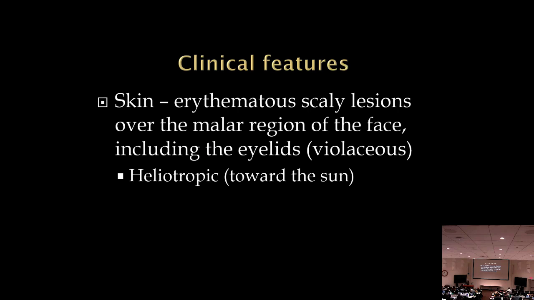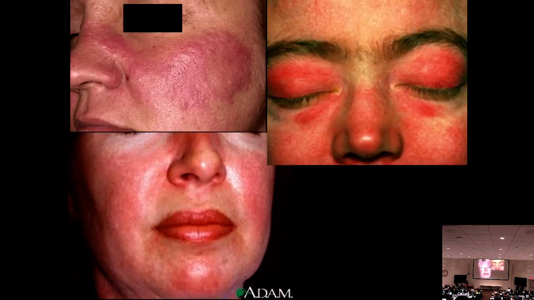So dermatomyositis, the dermato, of course, would suggest the skin is involved. And that's a big clue to this condition. So these are usually erythematous scaly lesions that are over distinct areas. The malar or the cheek region is classic. Involvement around the eyelids is common, sometimes called a violaceous rash because it has a violet color. Okay, and it's the sun-exposed areas or heliotropic areas that are affected in dermatomyositis. Okay, so you can see the involvement of the cheeks here, the eyelids.